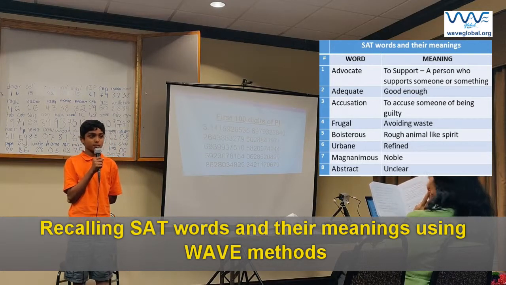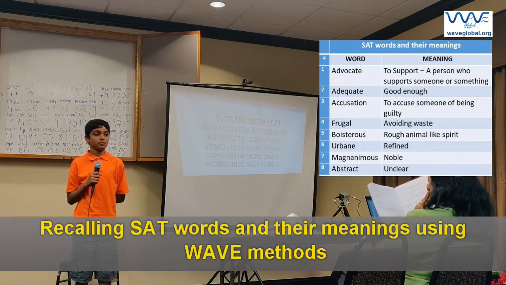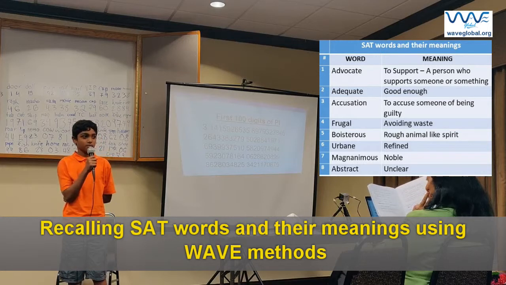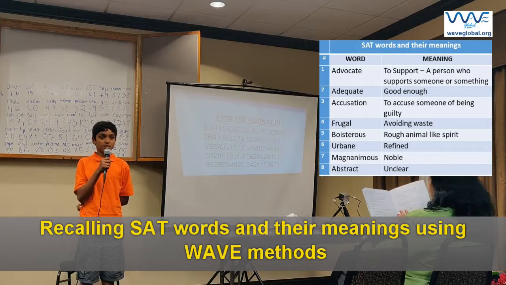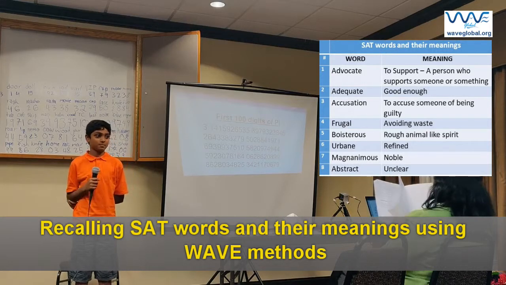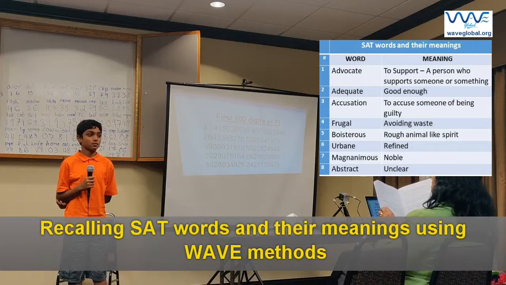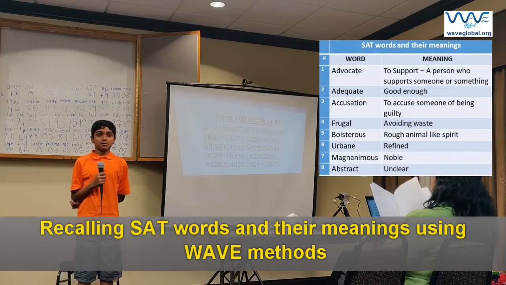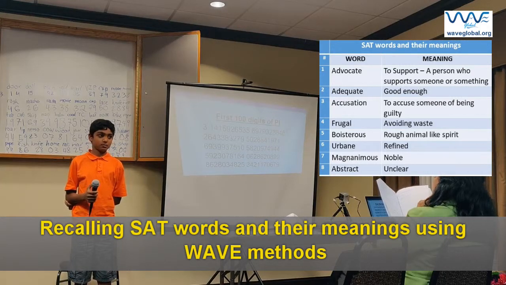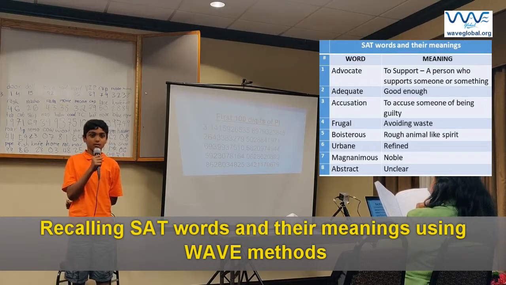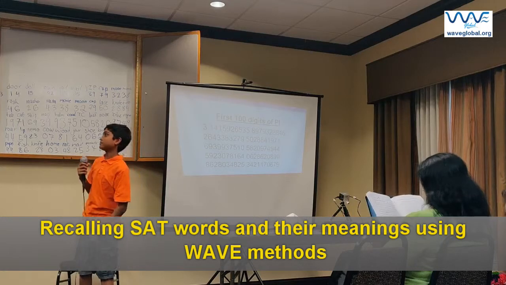Boisterous. Boisterous means a rough animal-like spirit. Urbane means refined. Magnanimous means noble. Abstract. Abstract means unclear. So I'm sure you can go on and on and on.